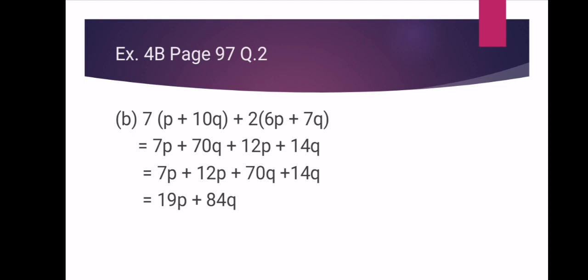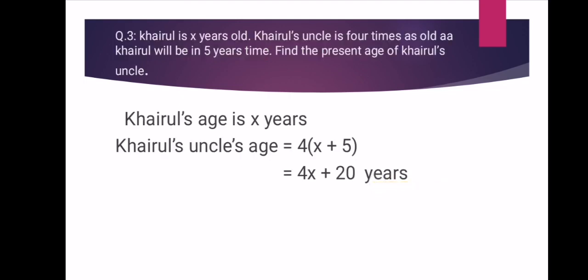Now here we got a word statement, and we have to convert it into mathematical form or into an algebraic expression. And the statement says that Harold is x years old, and his uncle is 4 times as old as Harold will be in 5 years' time. Find the present age of Harold's uncle. So I have written here Harold's age is x years as it is given in the statement, and his uncle is going to be 4 times Harold's age after 5 years.